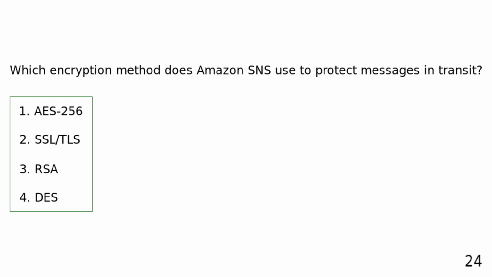Which encryption method does Amazon SNS use to protect messages in transit? AES-256. SSL/TLS, RSA, DES. Amazon SNS uses SSL/TLS encryption to protect messages in transit, ensuring secure communication between the service and its subscribers.